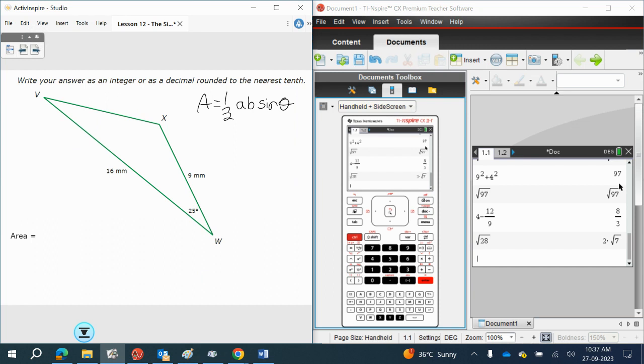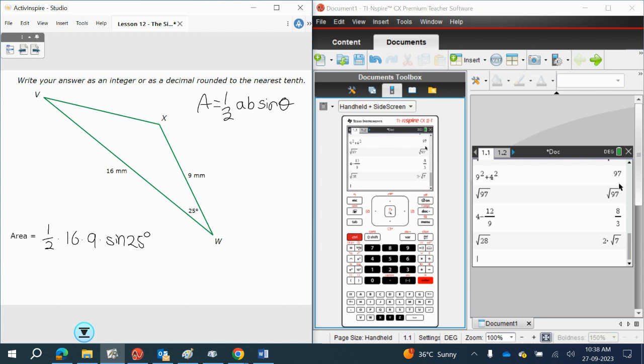Okay, so let's have a look at how we solve this one. This one is super easy. So the area is going to be a half times 16 times 9 times the sine of 25 degrees. So over to our calculator. I don't tend to put in the half times 16. If one of these two numbers is even, look, 16 is even, so that's 8 times 9 times sine 25.